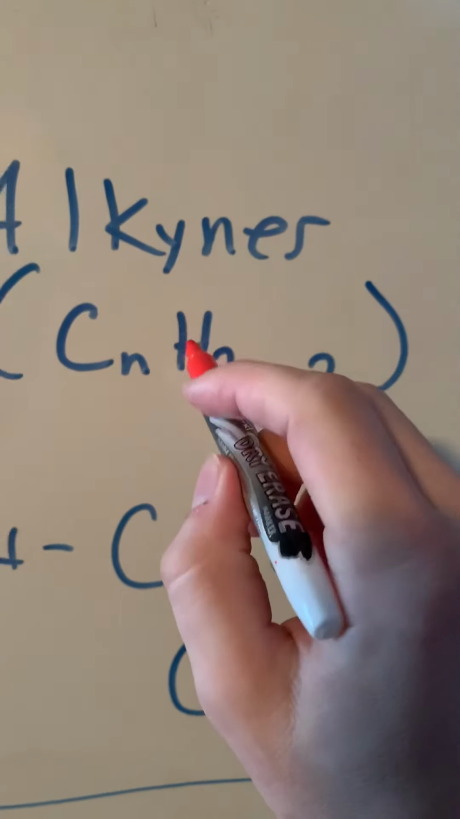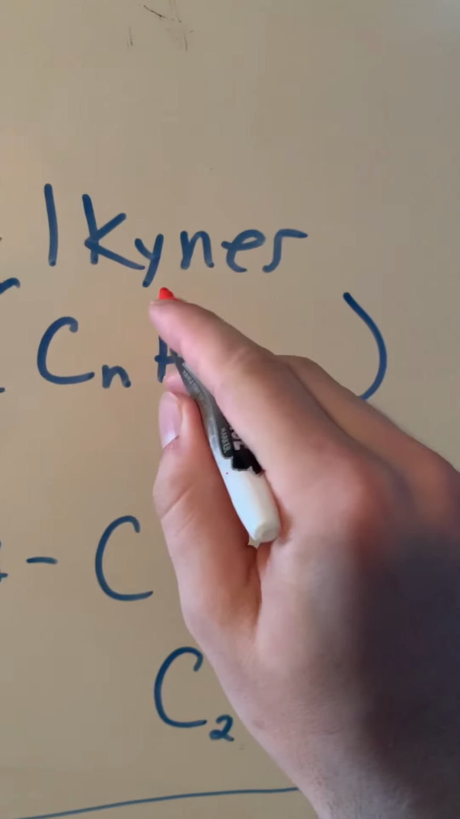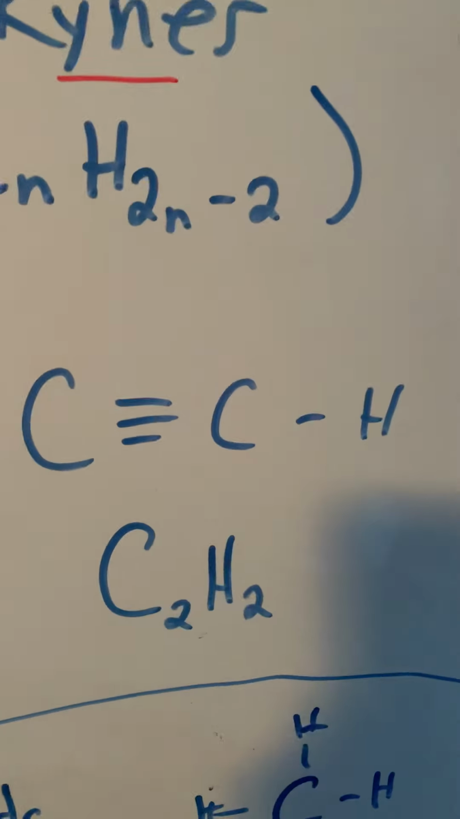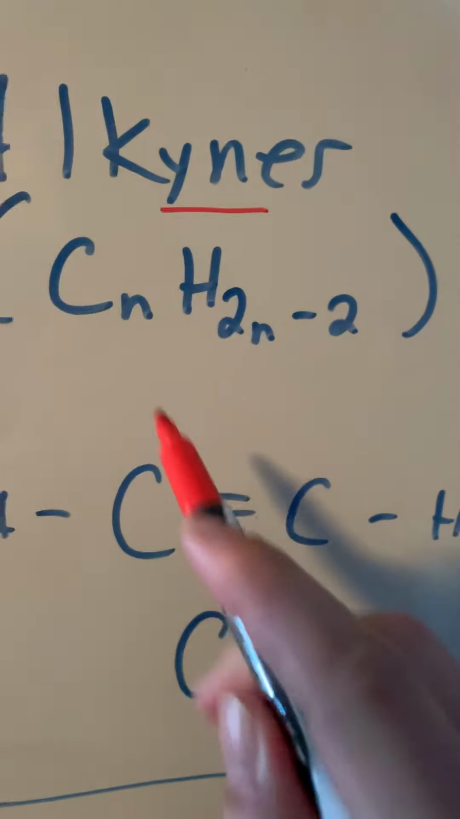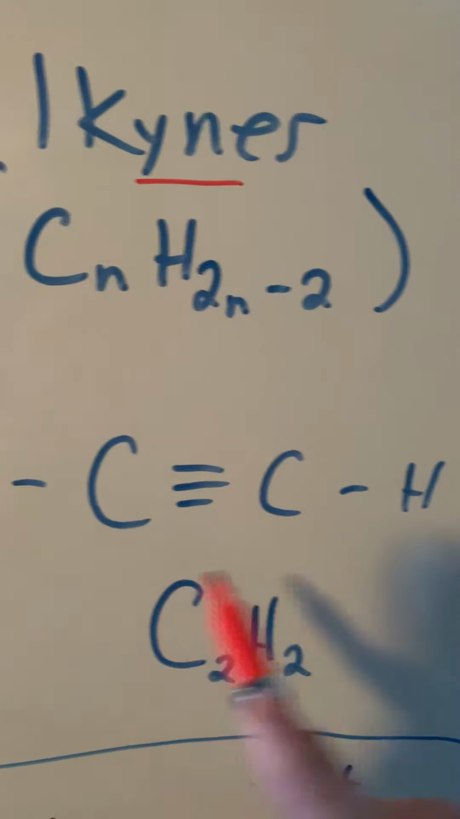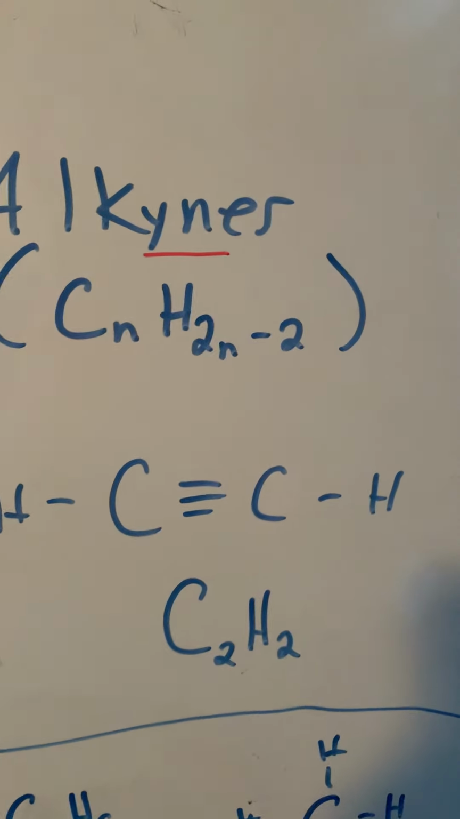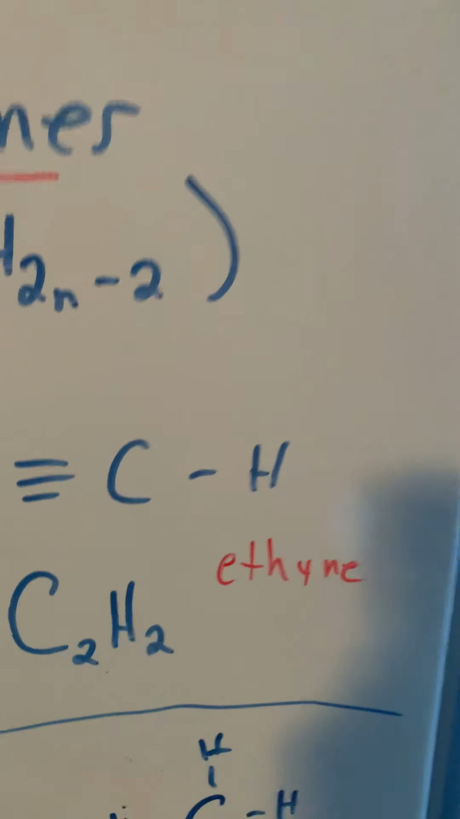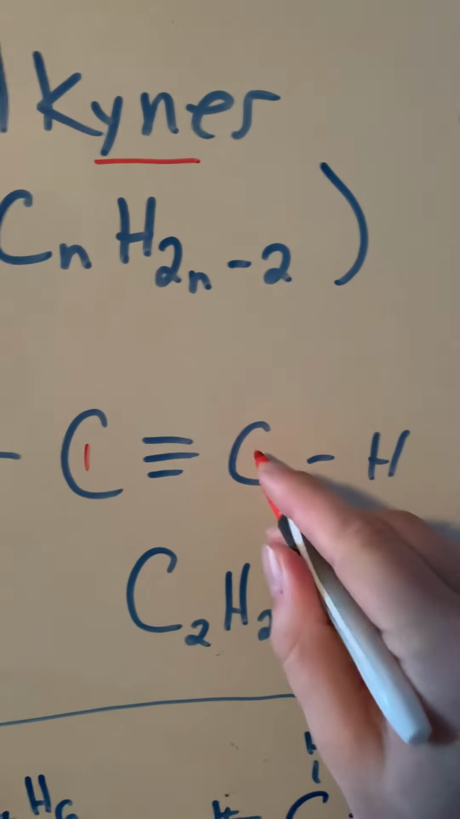Okay, now if I come over here to the alkyne, it's the same idea. Instead of using ane or ene, I'm using yne. So again, I wrote the formula here to see how it matches up. n is 2, 2n, 2 times 2 is 4, minus 2 is 2. So here it is, here's the structure. And this is ethyne. Again, the eth because I have 1, 2 carbons.